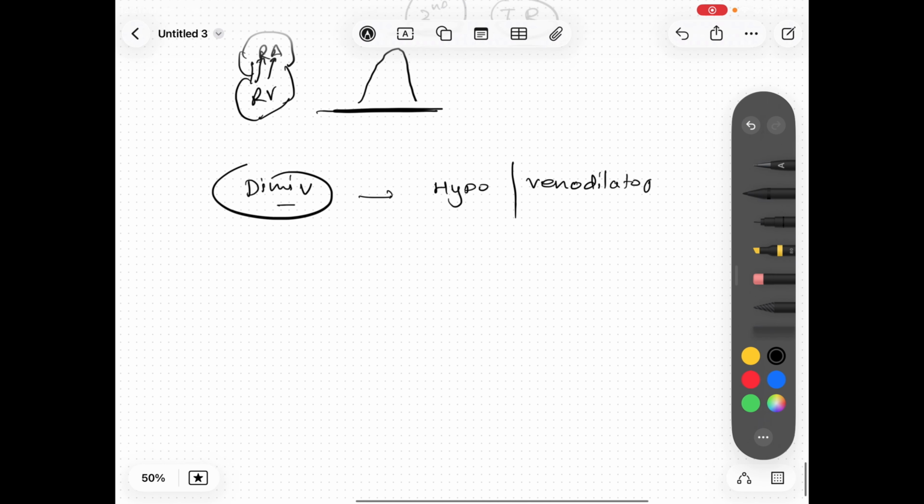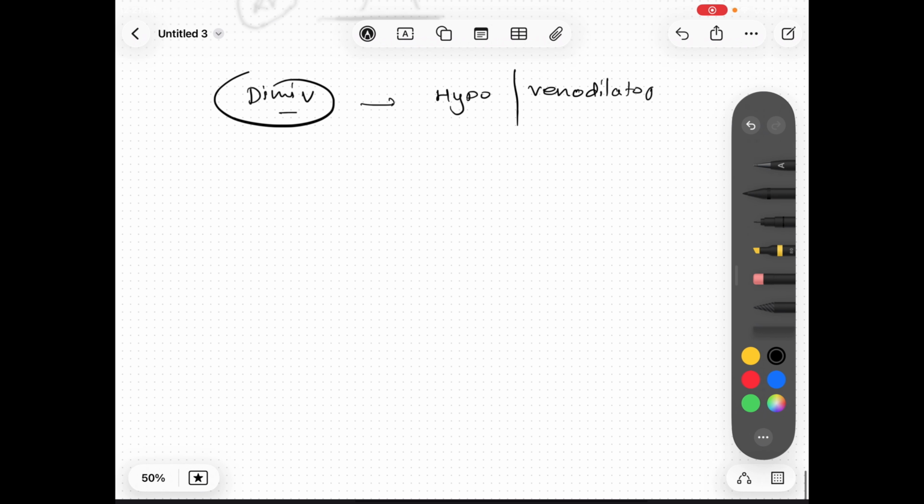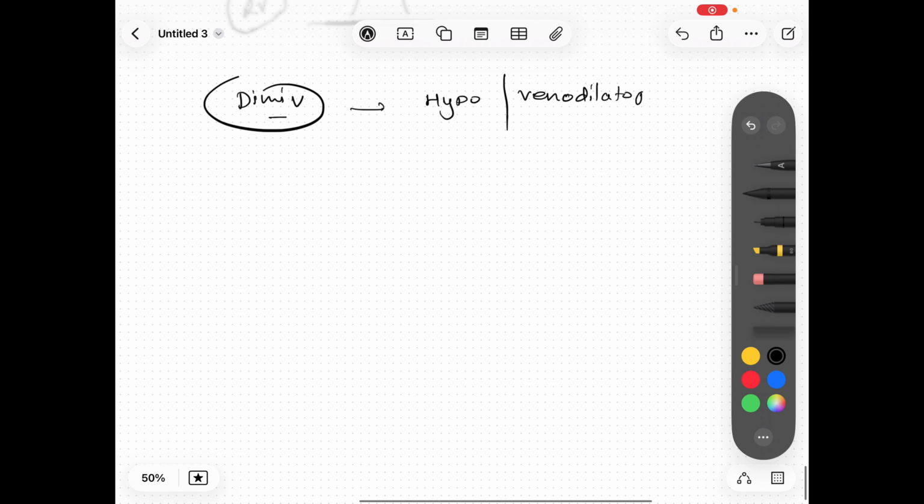Now coming to the next wave, which is the negative wave, X descent and Y descent. Again, we will plot a graph. This is due to atrial contraction, the A wave. This is X descent. This is C wave. This is X prime descent, which is due to atrial relaxation. Atria is relaxing and ventricle is in systole.